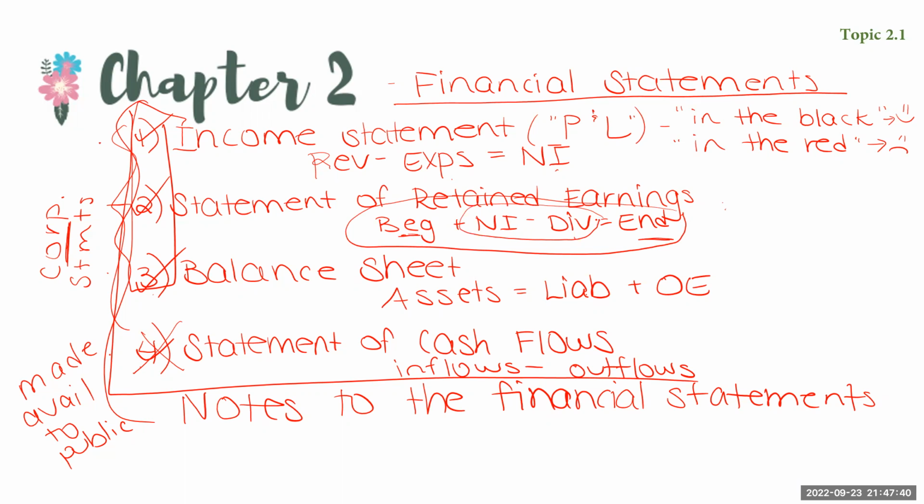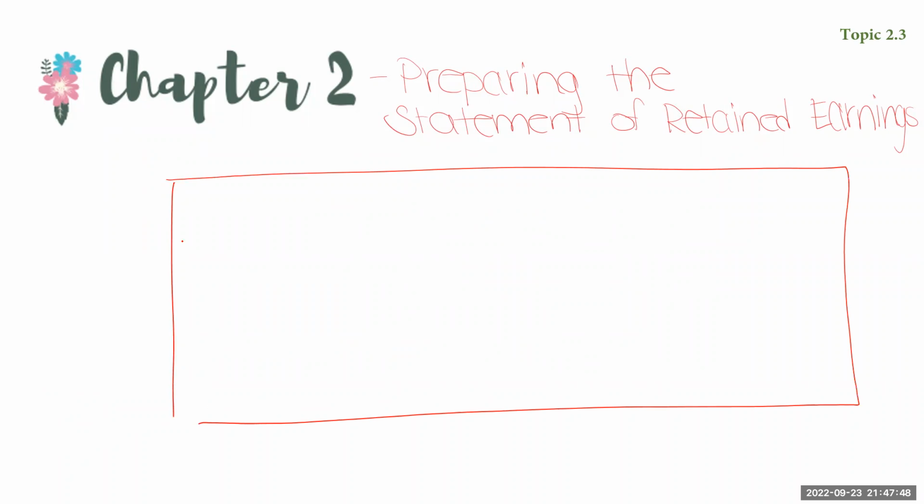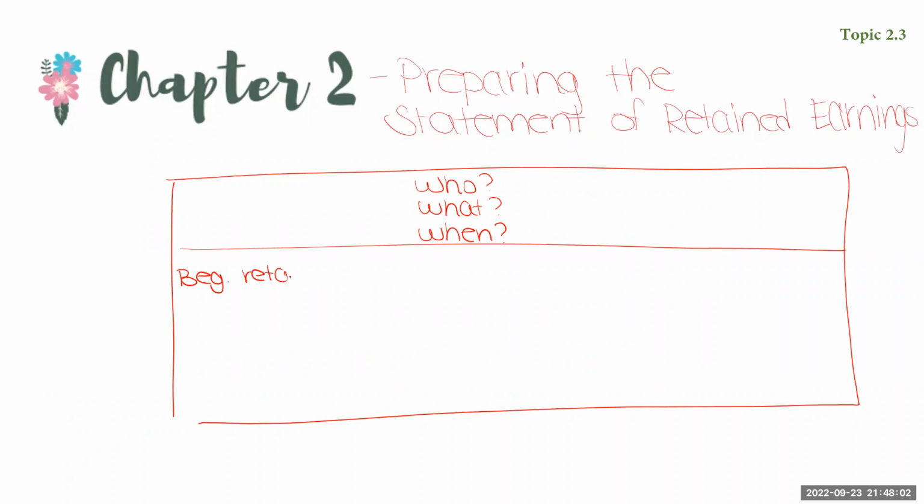So let's see what this statement would look like. Preparing the statement of retained earnings. It's such a tiny statement compared to the other ones we're going to see. We're still going to have our three-line header, right? The who, the what, the when. You're going to start with your beginning retained earnings balance. If it's a new company, like it is at the beginning of this textbook, most of those early chapters, it's a new company. So you start with 0. Okay, so 0 if new company.